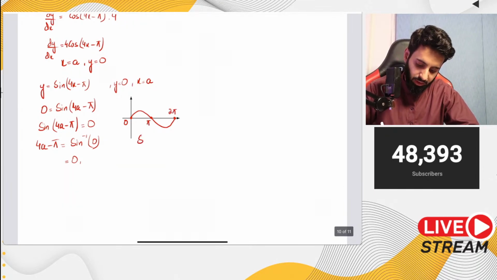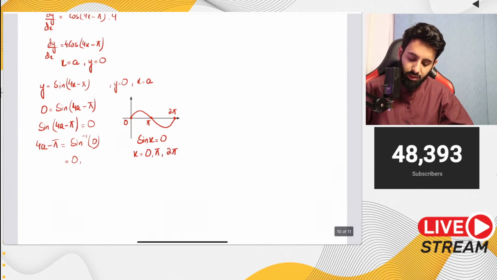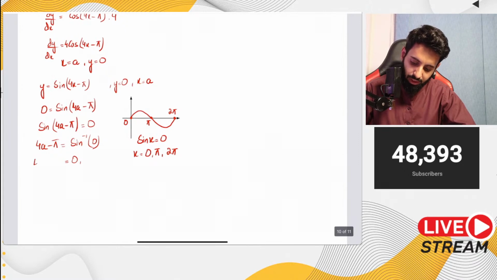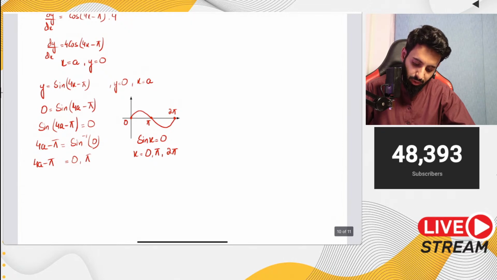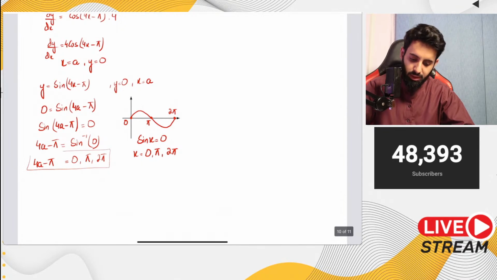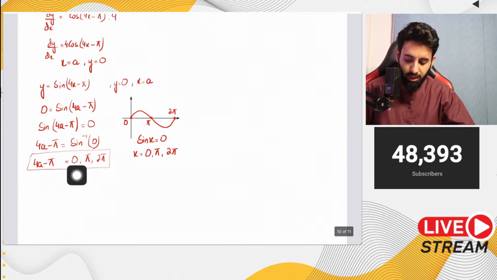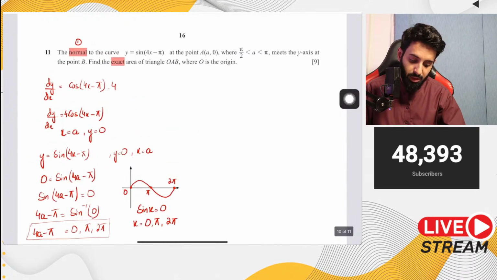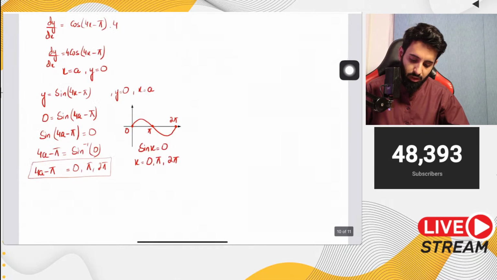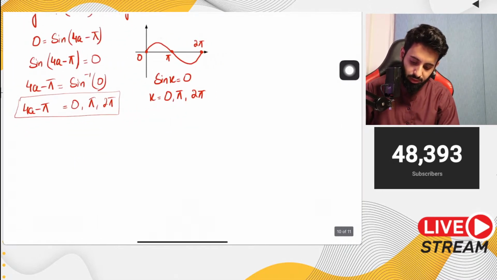So remember, if the question says that sine x equals to 0, then it's not just equal to 0 at 0. In fact, it's equal to 0 at 0, pi, and 2 pi. So that means 4a minus pi could technically be equal to 0, pi, or even 2 pi. So this is the equation that we're now going to solve, and when we solve this equation for the value of a, we'll solve it one by one, and we will stick to the value that is in between pi upon 2 and pi.